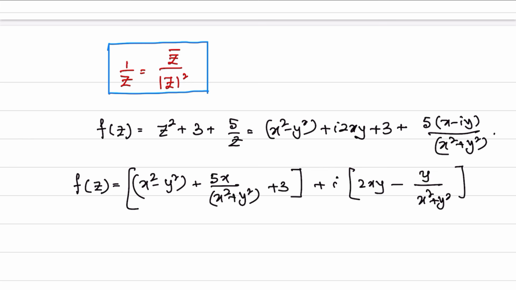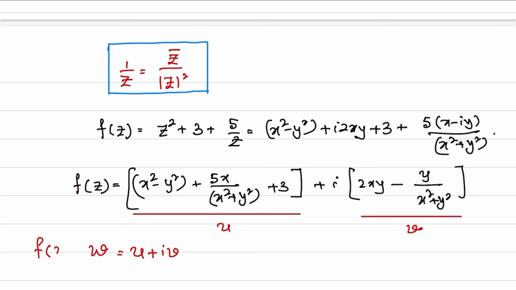Then here, what is the definition of function z? z is u plus iv. This is u, all real numbers are u, and this is v. That is equal to u plus iv. That is w. Function z is equal to w, which is equal to u plus iv.